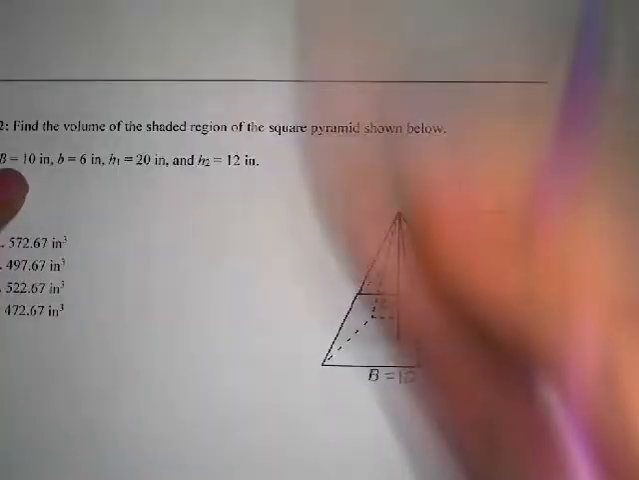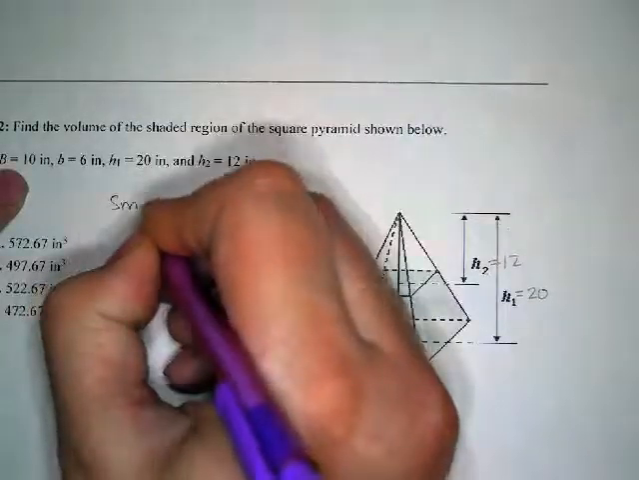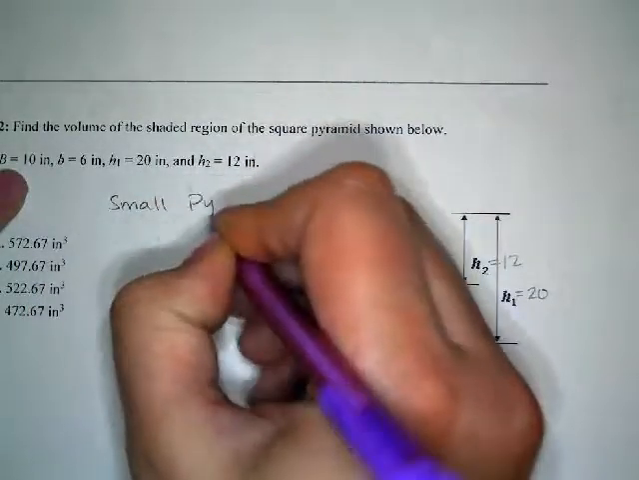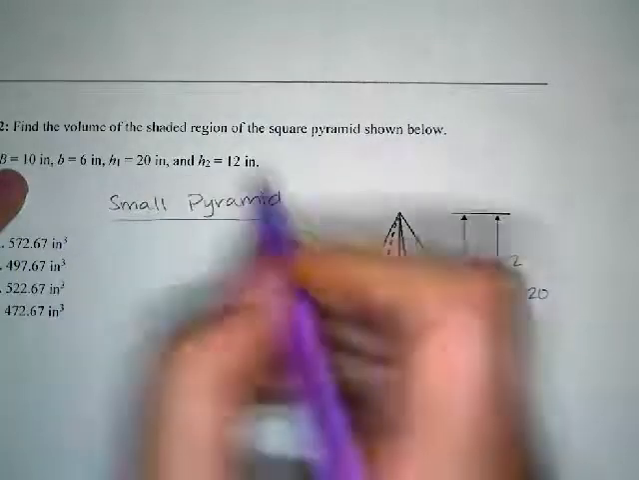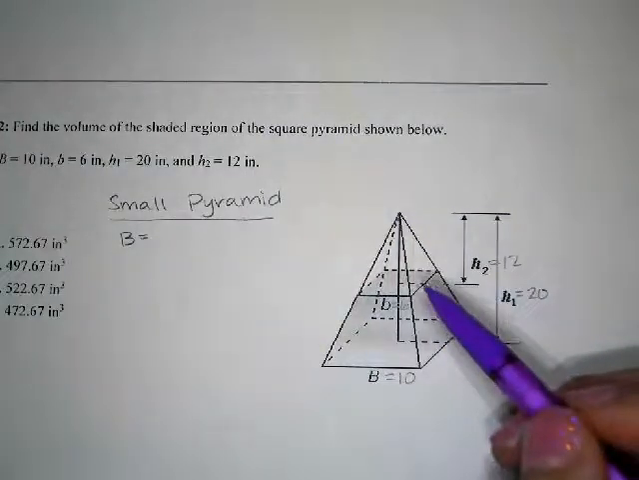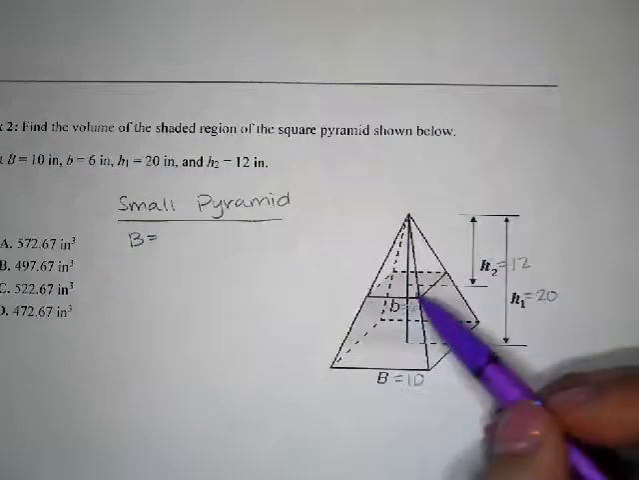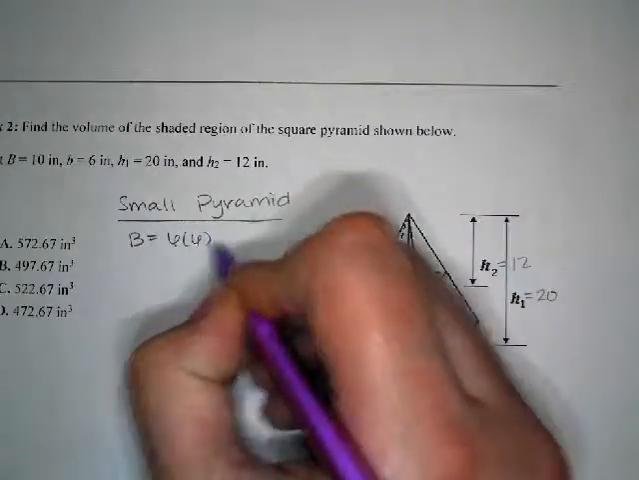I have a small pyramid. So I'm going to go ahead and find the volume of the small pyramid. First I have to find the area of the base. They said this is a square pyramid, so the base is a square. So I'm going to do 6 times 6, which is 36.